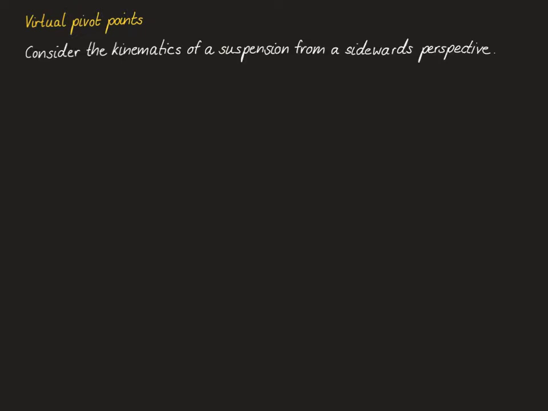In order to get a better understanding of how all of this actually works, we need to take a look at the concept of virtual pivot points. To this end, we will need the insights into the longitudinal dynamics and the suspension kinematics from the previous videos. In the first step, we consider the kinematics of a suspension, solid axle suspension or independent suspension, from a sidewards perspective onto the vehicle.